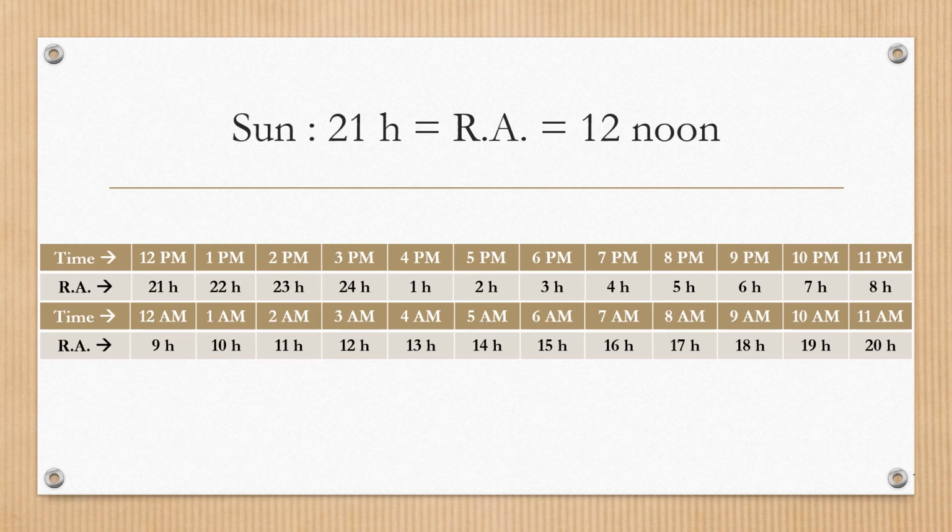The sun has a right ascension of 21 hours. It will hit its max altitude at 12 noon. Therefore, if you have a right ascension of 21 hours, the max altitude of said star, like we just saw, will also be at 12 noon, versus 22 hours will be at 1 p.m.